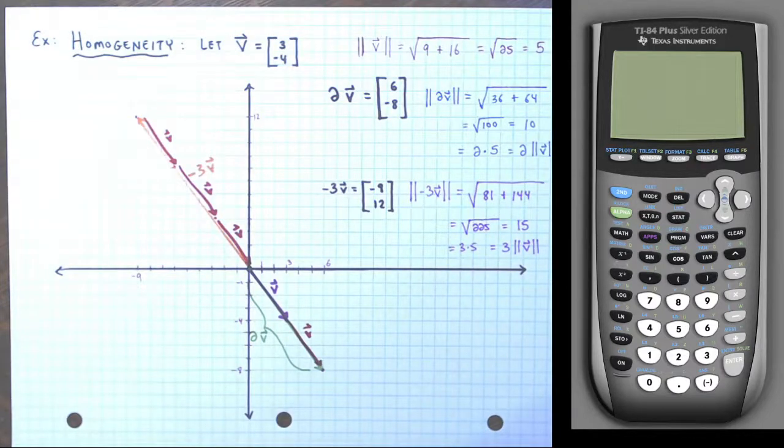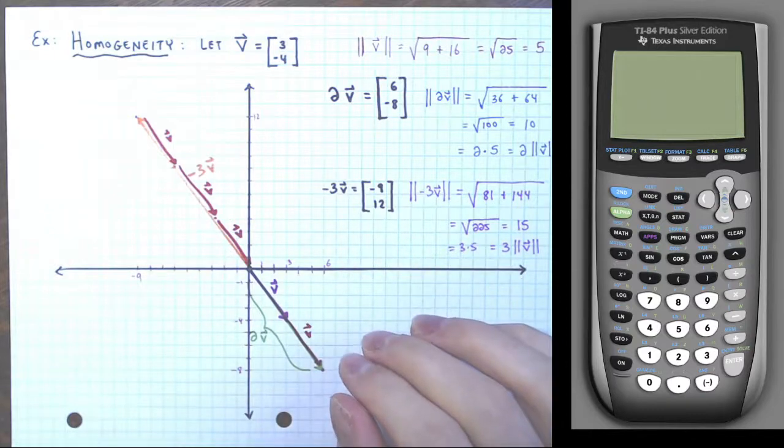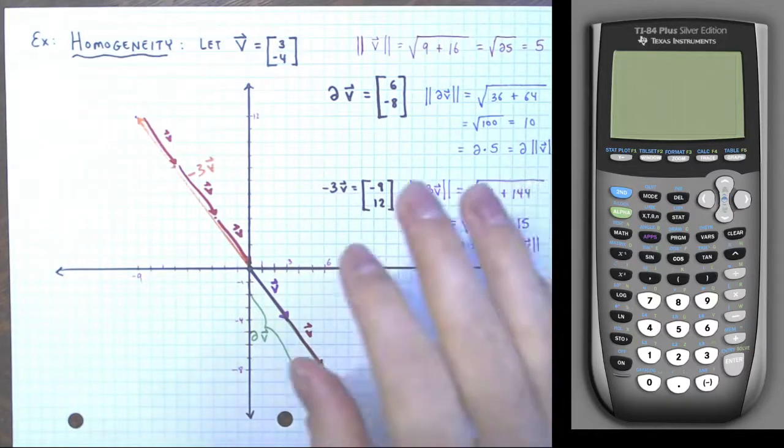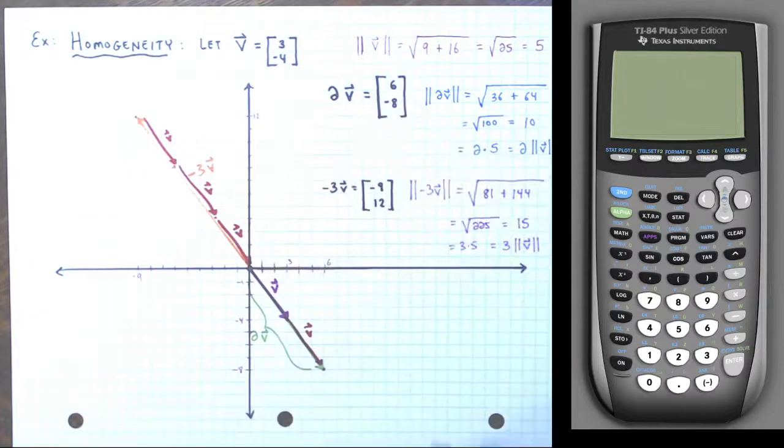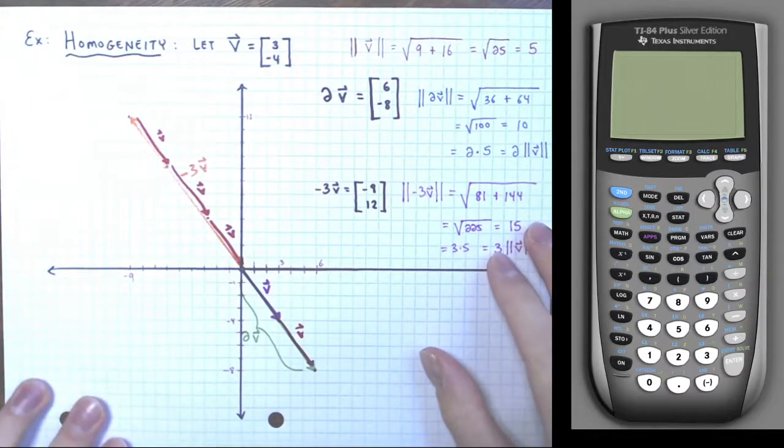Okay, wonderful. So again, hopefully these were some reasonably decent demonstrations of the homogeneity property. All right, now with this homogeneity property, and noticing how multiplying by a scalar affects the length by that scalar.